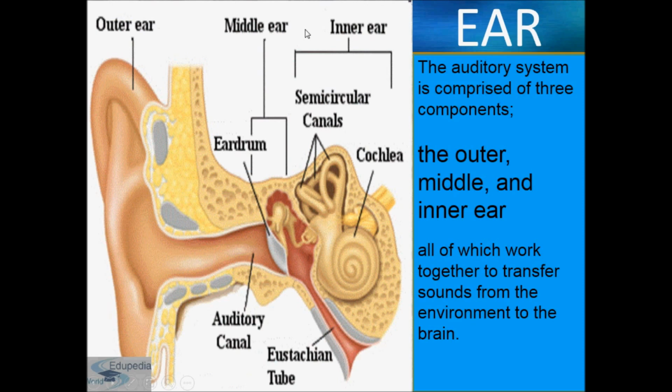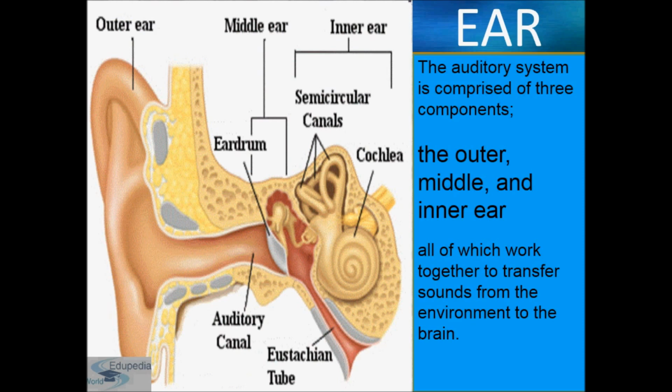Outer ear, middle ear and inner ear. Okay? So the auditory system is comprised of three components. First is outer, second is middle and third is inner, all of which work together to transfer sound from the environment to the brain. That means sound enters from the outer ear and then it is transmitted to the inner ear. Okay? So all three components of the auditory system work in conjunction with each other and they work together to transfer sound from the environment to the brain.